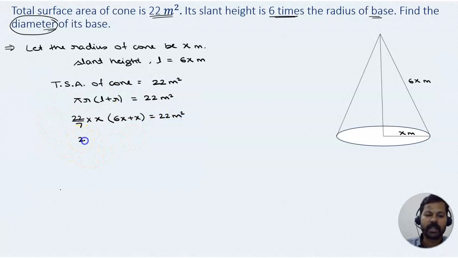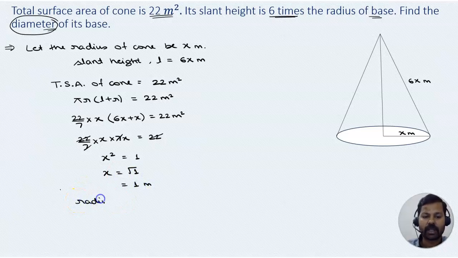Further simplifying it, it will become 22 upon 7 into x into 7x, which is equal to 22. Now this 7 and 7 will get cancelled out. This 22 and 22 will get cancelled out, and we'll get here x square equals 1. Now the value of x is going to be square root of 1, which is 1 meter only. So we have calculated the radius of the cone equals 1 meter.